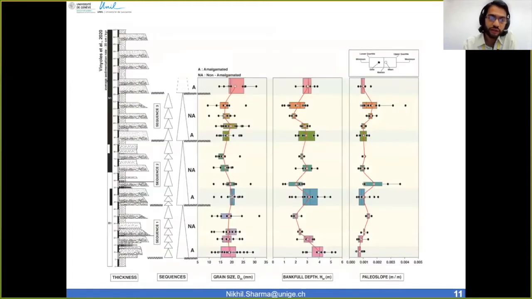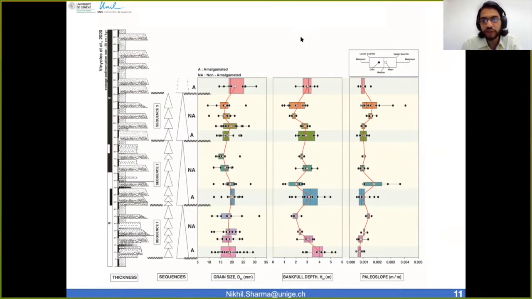So coming to the results, on the extreme left here, I have the stratigraphic log with the 3 fining upward sequences that we focused on. At the base of each sequence is the amalgamated unit marked by A, above which lies a non-amalgamated interval marked by NA. Then I have my field observations. First is the grain size, the median grain size, followed by the bankfull depth, HPF. And using these data is then the estimated paleoslope. Each of the black dots here represents an individual observation. The vertical bars here are the median values, and the white circle, which is connected by a red line, is the mean values that we have.